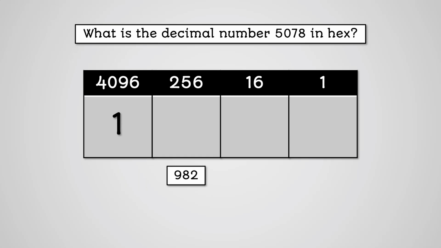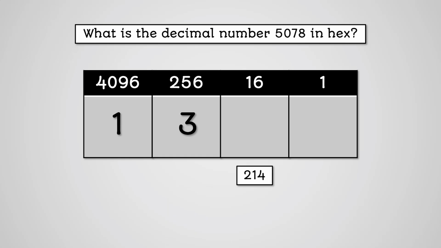Will 256 fit into 982? Yes. How many times? 3. So we have to put 3 in the 256 column. 3 times 256 is 768, so we have to take 768 away from 982. 982 minus 768 is equal to 214.